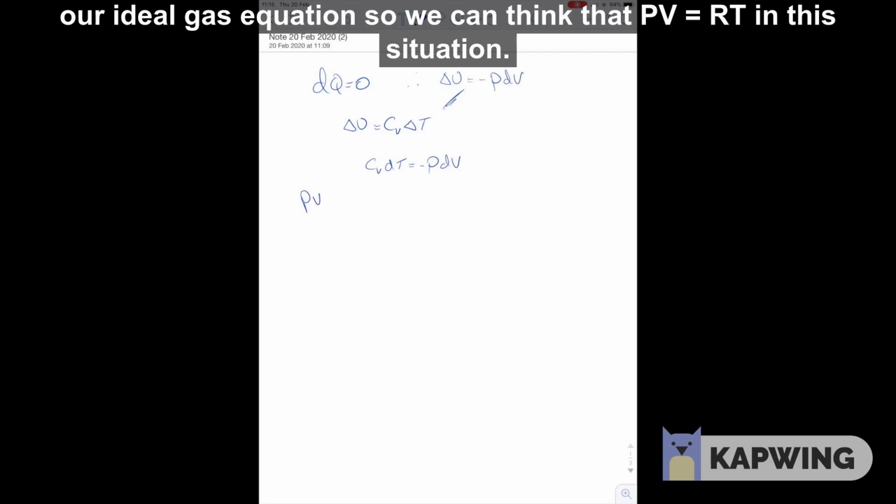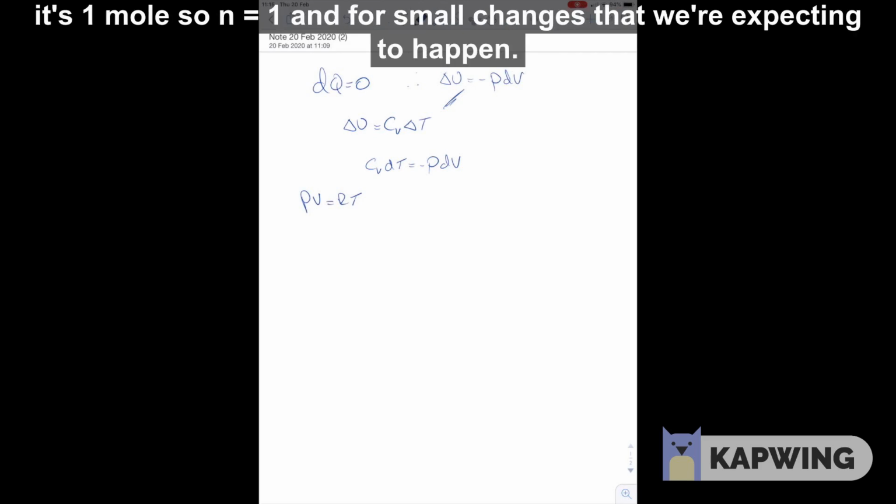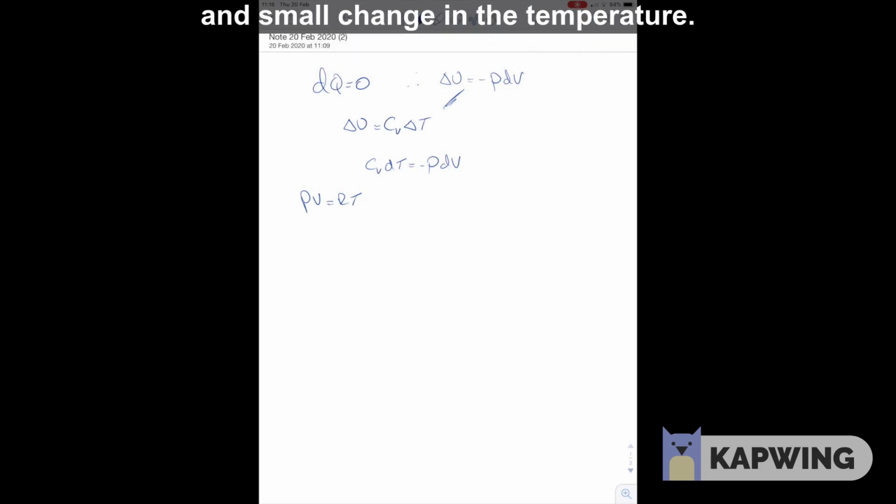If we're considering a quasi-static situation, then we can think about our ideal gas equation. So we can think that PV equals RT. In this situation, if we're just going to consider a single mole, we've just lost the N term because it's 1 mole, so N equals 1. And for small changes that we're expecting to happen, we can just consider a small change in the volume, small change in the pressure, small change in the temperature.